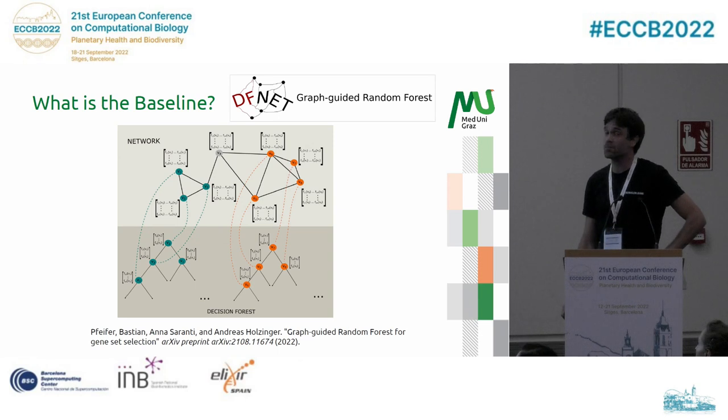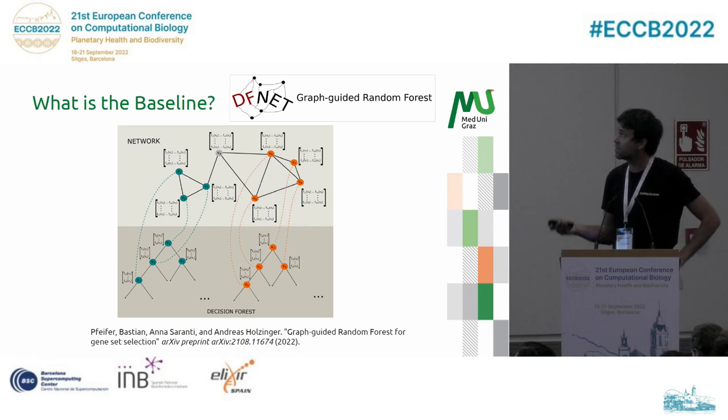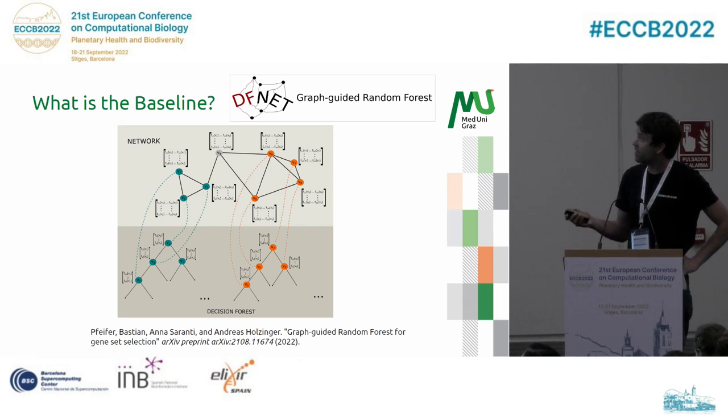Most of the disease model detection methods are kind of unsupervised, or they are trying to infer correlated communities within the network. And so we started to develop this DFNet method, which essentially does the same, but with random forest.